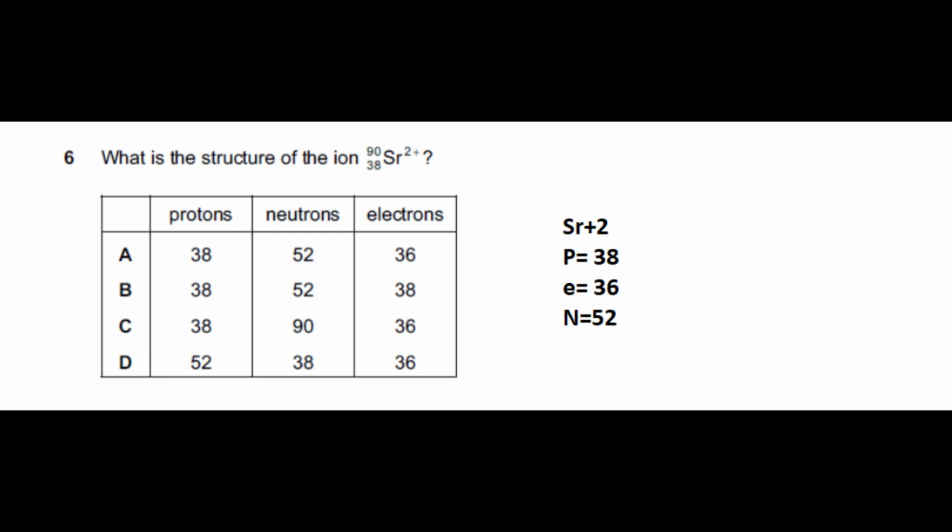How many electrons has it lost? 2. So the number 38 tells us the number of protons. If it has lost 2 electrons, then 36 is the number of electrons, and neutrons are 90 minus 38, that comes out to be 52. So looking at this calculation, proton should be 38, electron should be 36 and neutron should be 52. So alpha is the correct answer for this question.